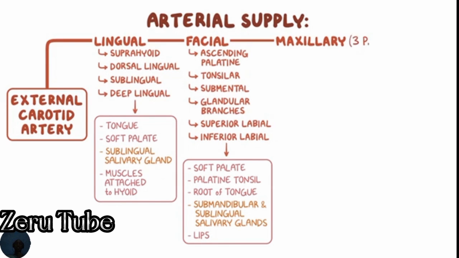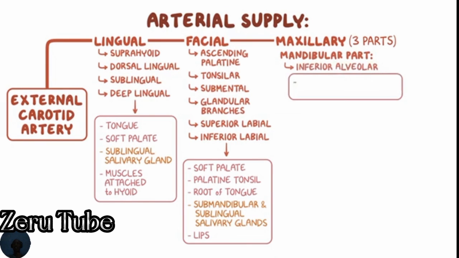The maxillary artery has three parts. The first part is the mandibular part, whose main branch is the inferior alveolar artery. This inferior alveolar artery gives blood for the lower teeth and the cheek, and the mylohyoid muscle.